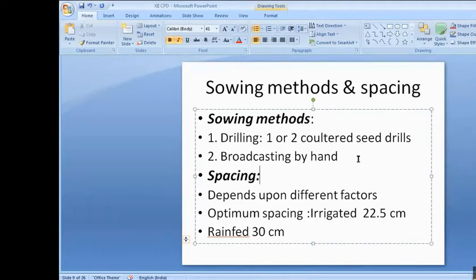Second is the broadcasting method. It is broadcasting of seed by hand, meaning a person or laborer spreads the seed on the soil. This is not a good method, but it can be followed where the area for sowing is larger and the time available is less.